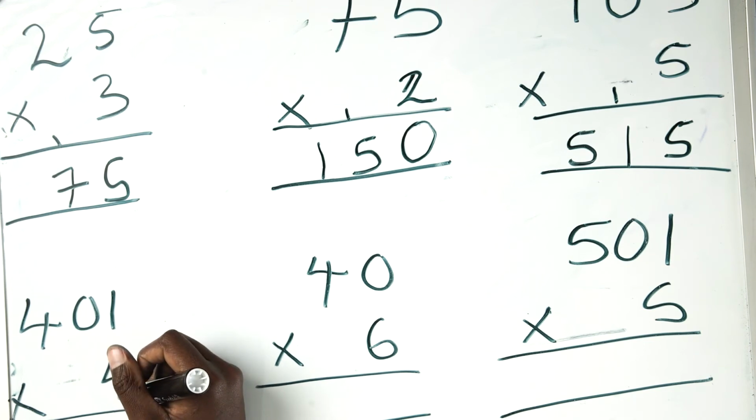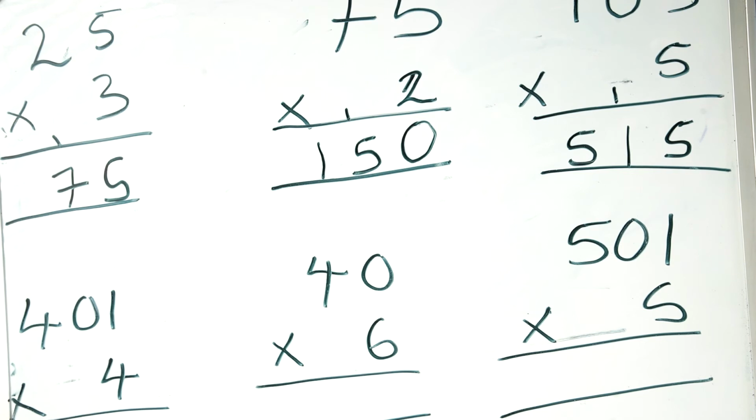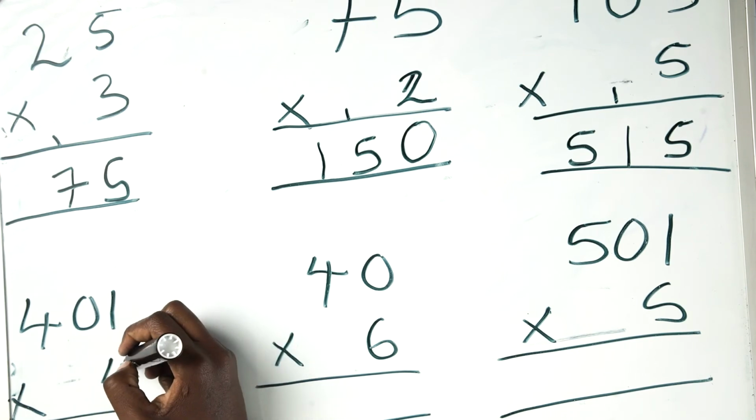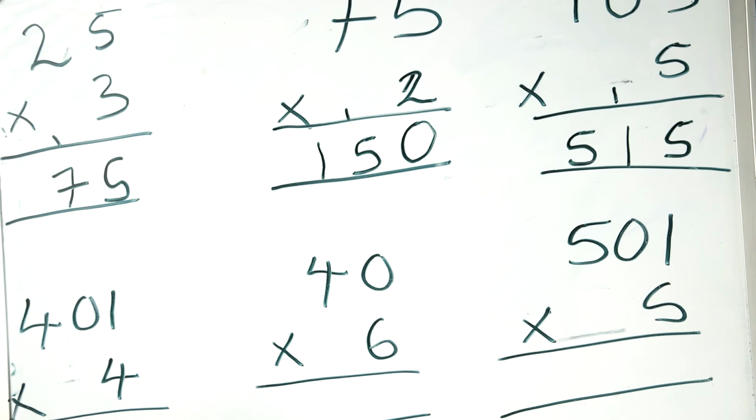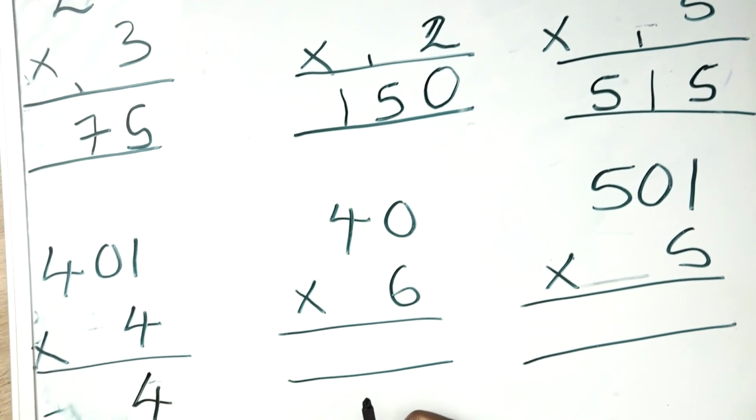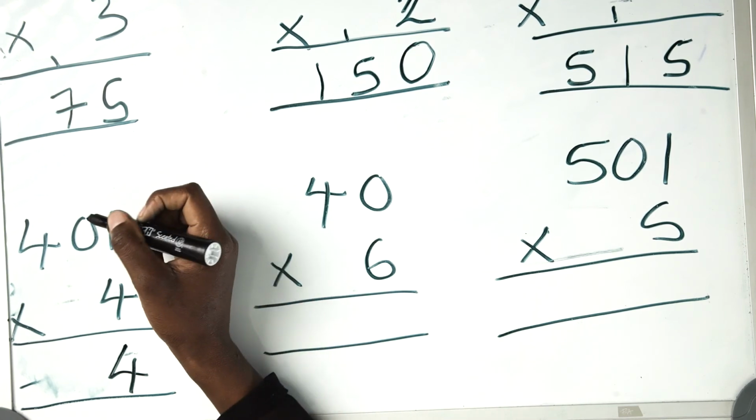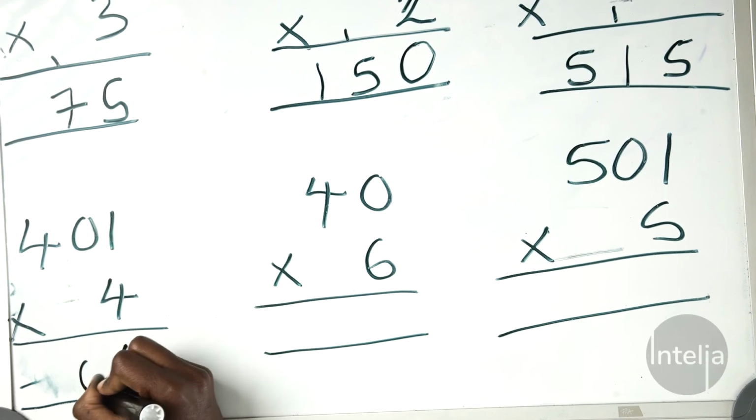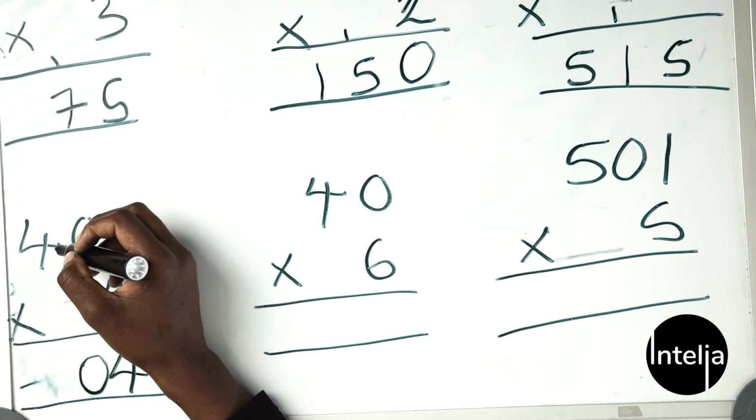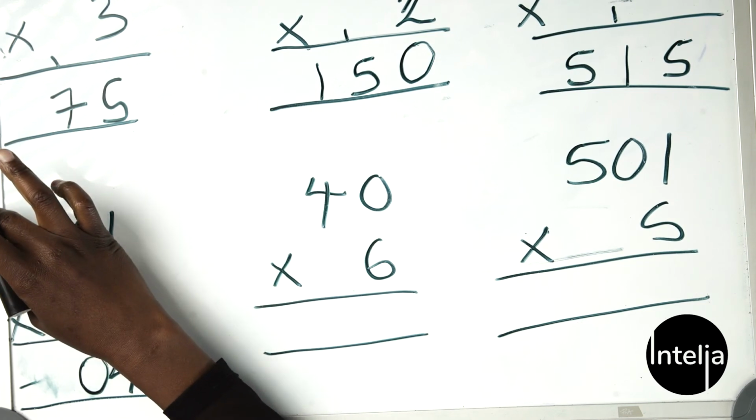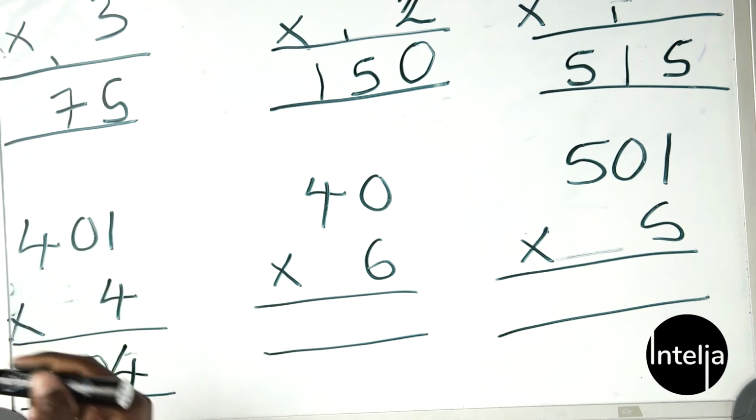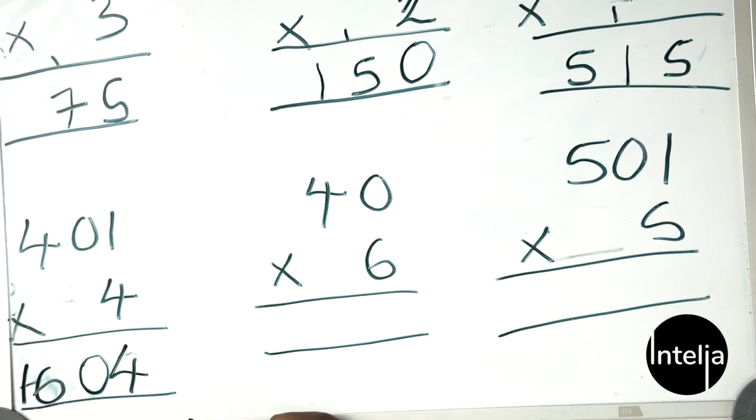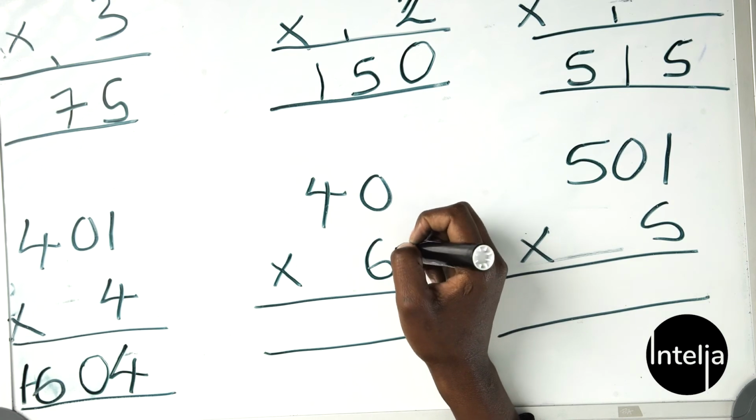Remember, always start from the bottom to the upper, from the right to the left. And you multiply the bottom number with all the upper numbers. So 4 times 1, that's 4. You write your 4 here. See, like this. 4 times 0, that's 0. You write your 0 here. 4 times 4, that's 16. Since we do not have another number to multiply the bottom 4, we just write 16 here. This is your answer, 1604. Then we move on to the next one.